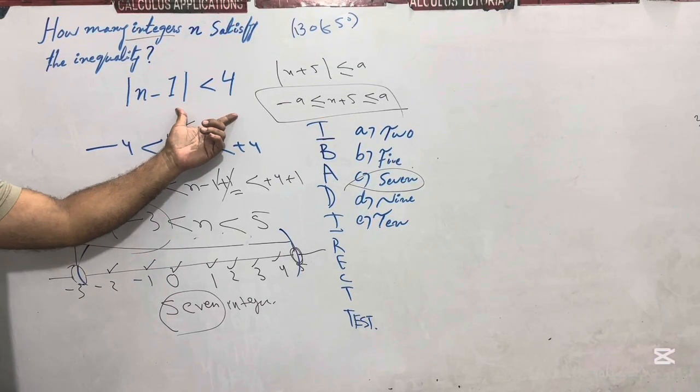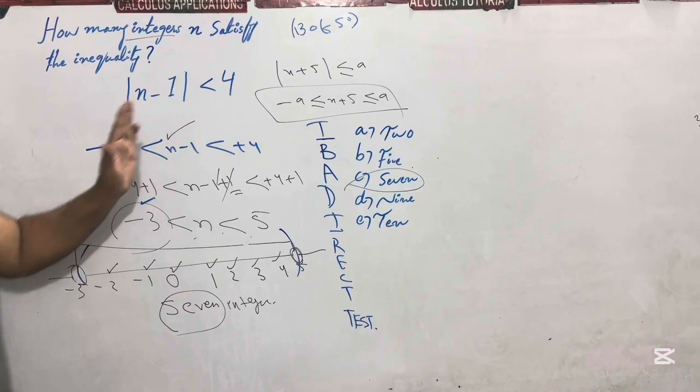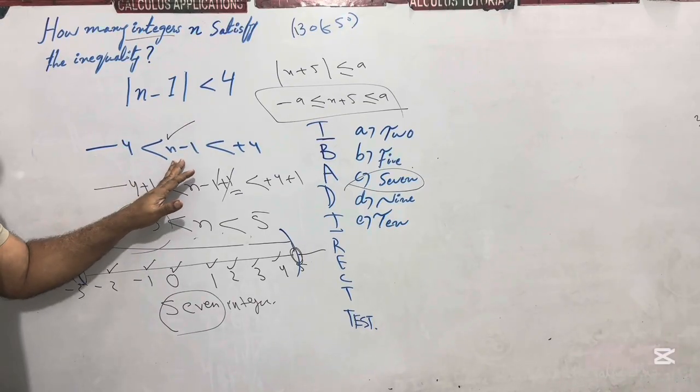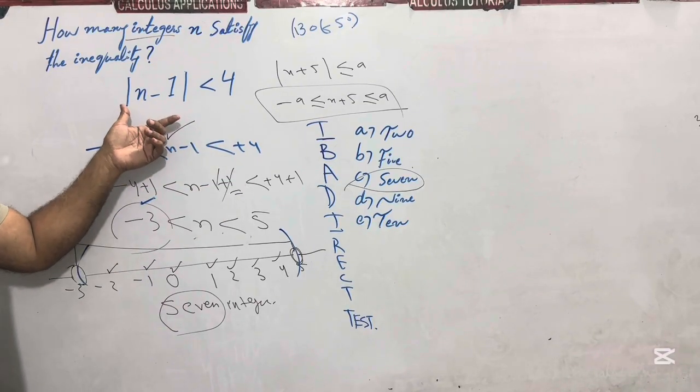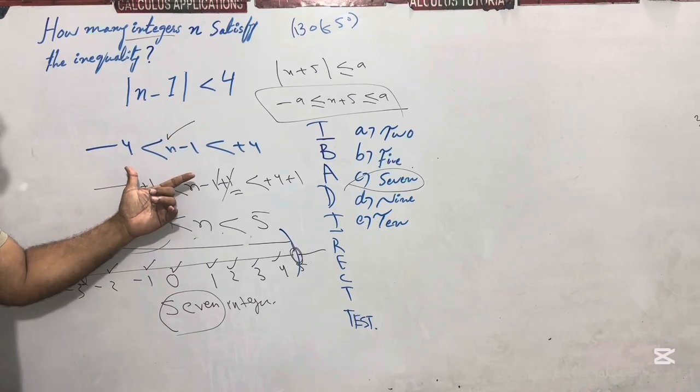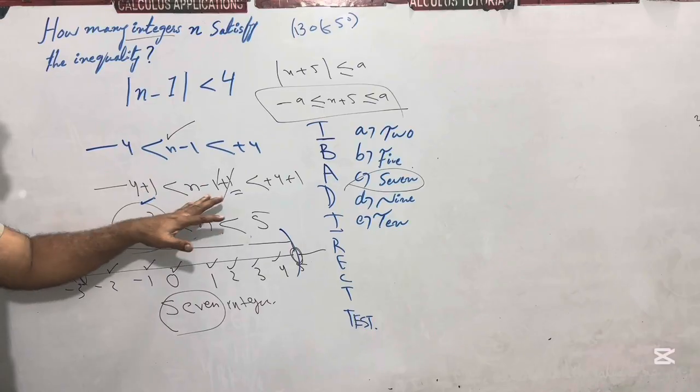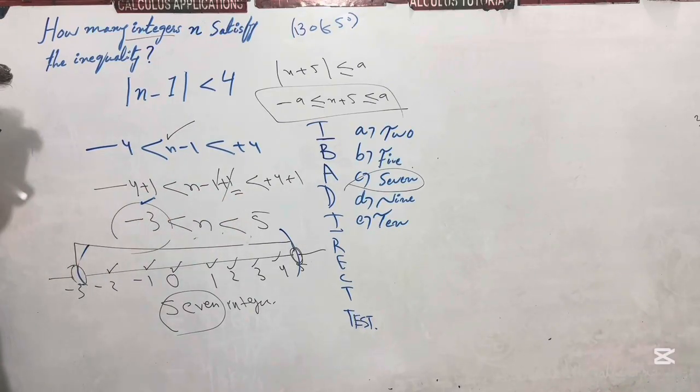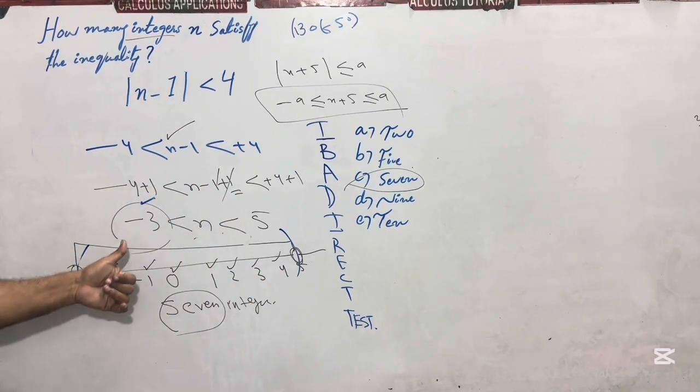Mod n minus 1 less than 4. How to open this up? Negative 4 less than n minus 1 less than 4. This is the way to get rid of the modulus as well as the inequality. Then solve for n. There is n minus 1; to get rid of positive 1, I have added 1 throughout. So that gives minus 3 and 5.